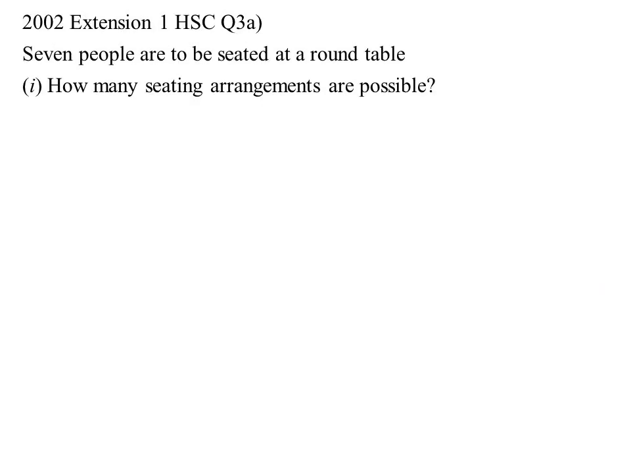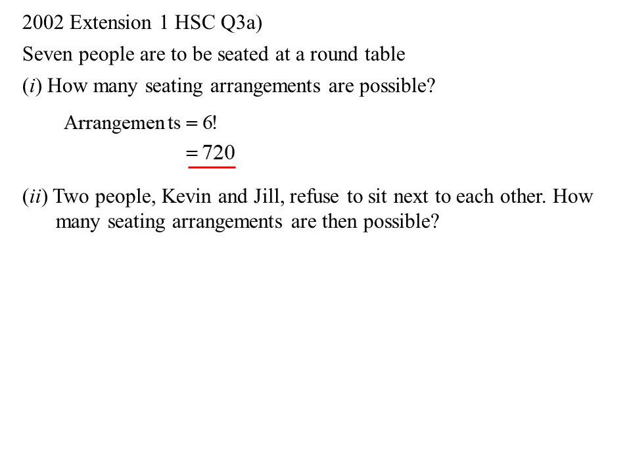Let's look at an HSC one, quite an old one now. 2002 paper. 7 people to be seated around a table. How many are possible? 7 people, but in a circle, 1 less, 6 factorial. Okay, part 2. 2 people, Kevin and Jill, they don't like each other. They refuse to sit next to each other. How many arrangements are now possible?